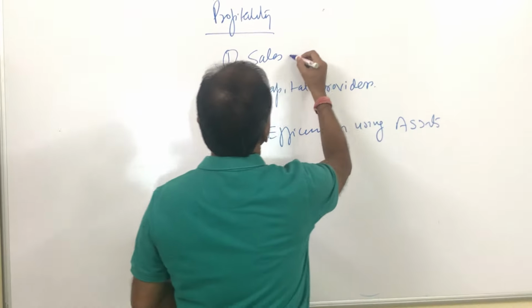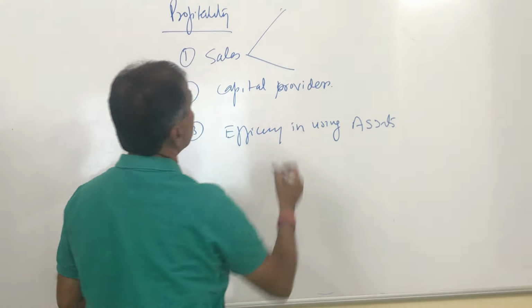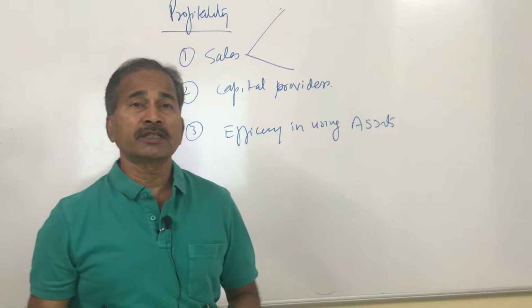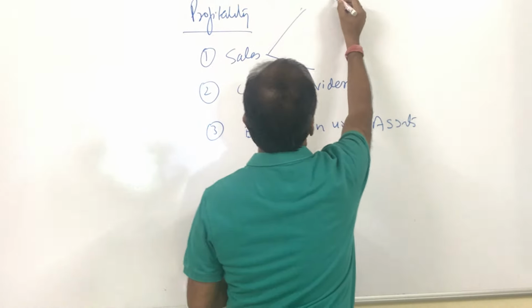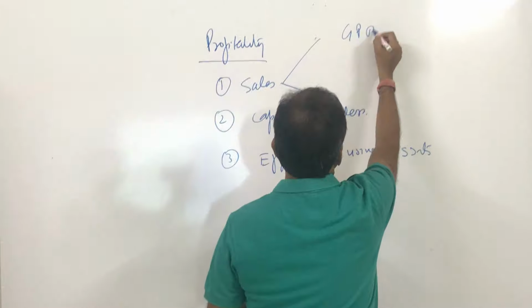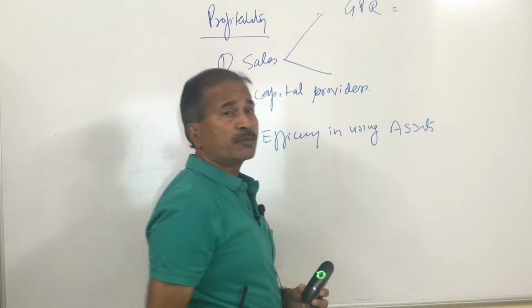So number 1 is the sales. From the sales perspective, we calculate a ratio which is known as the gross profit ratio, GPR, gross profit ratio.